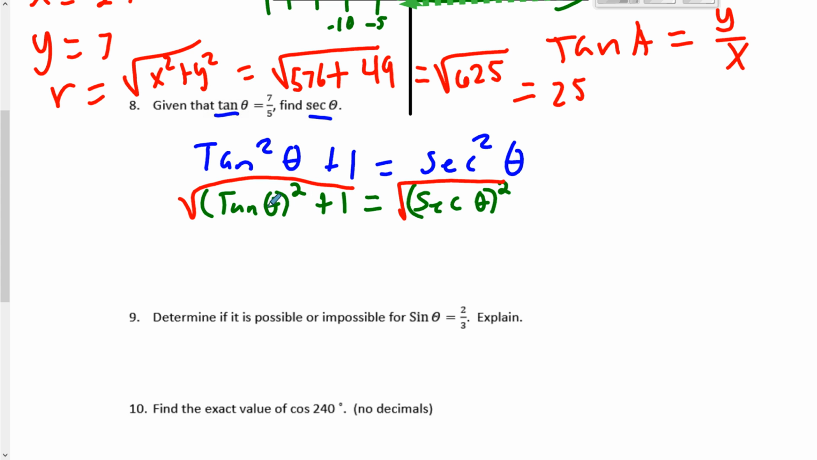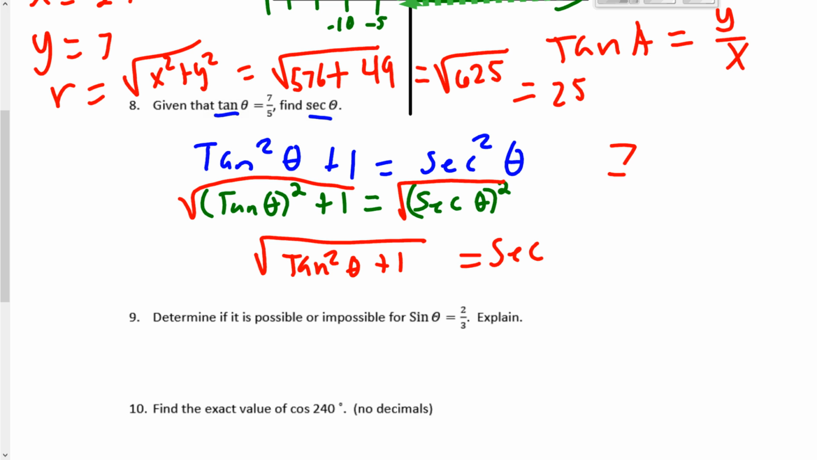So that means this answer is not tangent of theta plus 1. You can't square this and square this and add them together. That's not how that works. Okay? So I get the square root of tangent squared theta plus 1, and that will equal secant. Now tangent is 7/5.